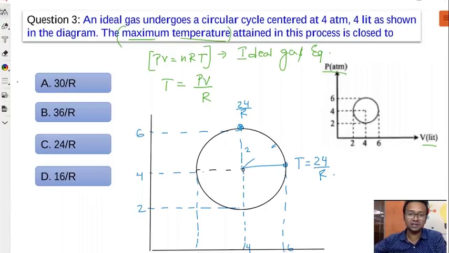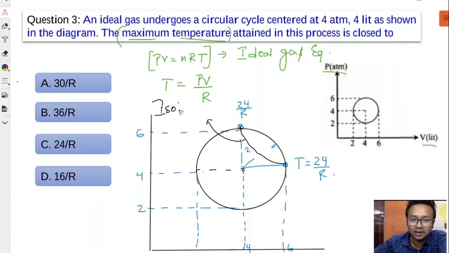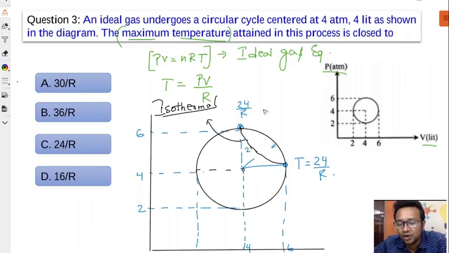Chalo, let's skip this and use our pen, very slowly. So this is going to be our isothermal process here. Isothermal. Now students, any point out here is going to be at the same temperature, 24 upon R. If I'm going from point A to point B, students, the temperature is definitely going to be greater than 24 by R.